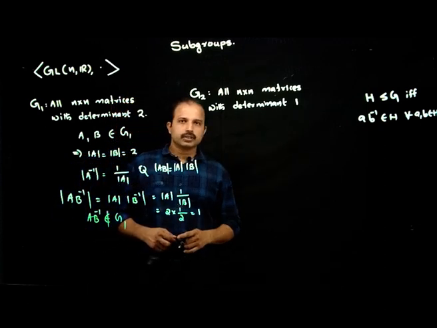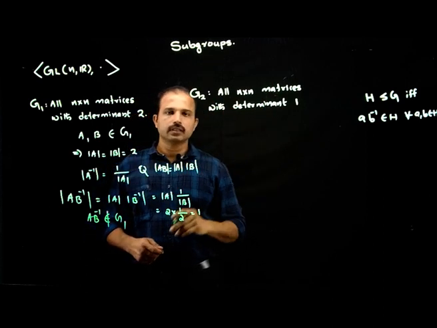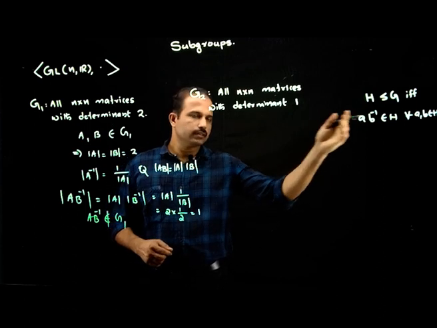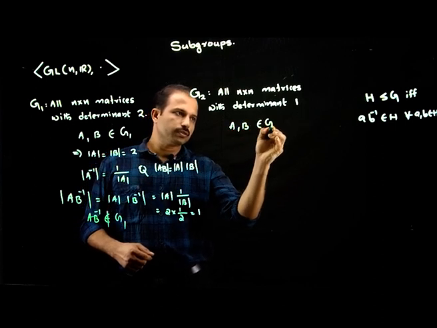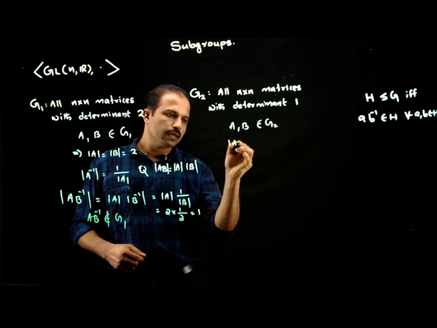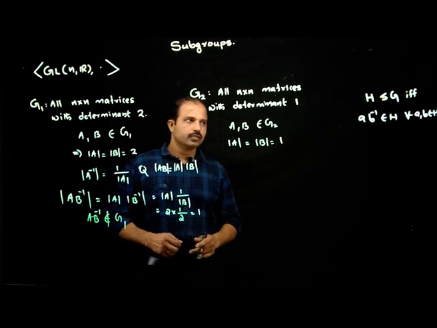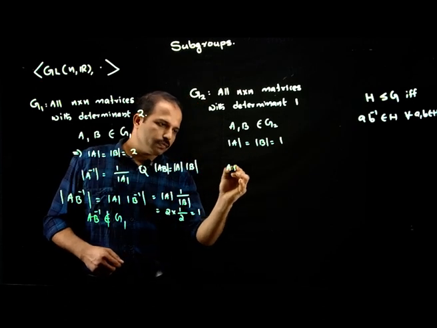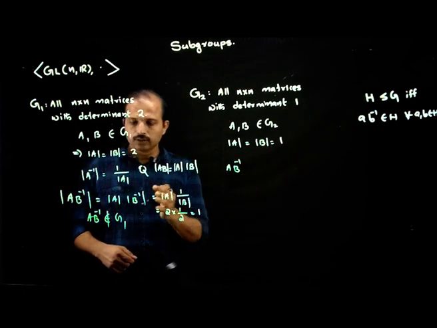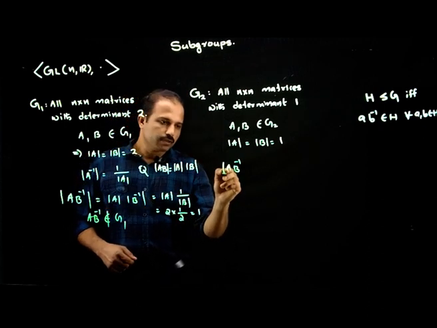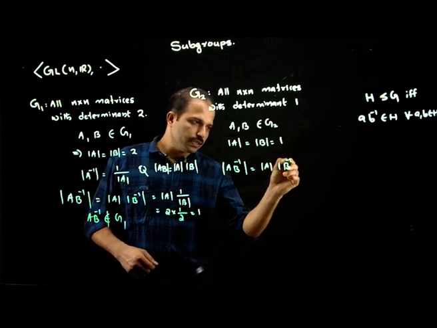Now consider this subset G2. The subset G2 consists of all n by n matrices with the determinant 1. So in order to verify this result, you choose two elements from G2. Let A, B belong to G2. A, B belong to G2 implies that determinant of A and determinant of B are 1. Now for AB inverse to belong to G2, its determinant should be 1. Once again you apply these two results. Now determinant of AB inverse is equal to determinant of A into determinant of B inverse by using this result.